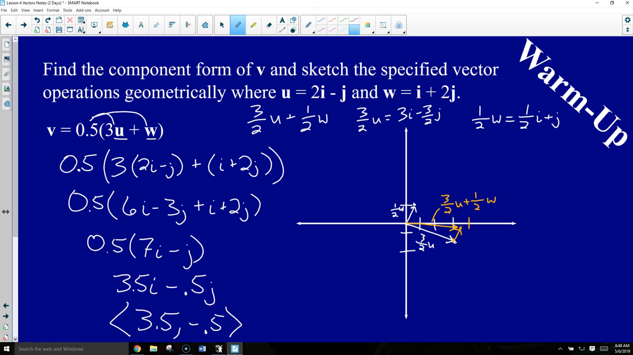And remember, I could have moved the 3/2 u up to the terminal point of 1/2 w, and I would have got the same thing. And we can double check that that verifies with this component vector, that I know I should go from 0, 0 to 3.5, negative 0.5, which it does.